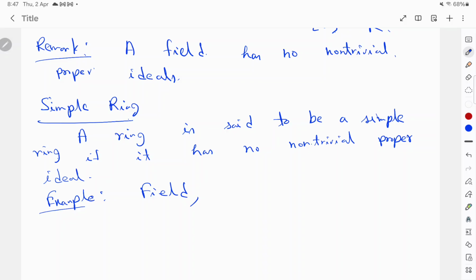Okay, but remember, in a field commutativity is required, but it may happen that your simple ring is not commutative, so it does not imply that every simple ring is a field. Okay, anyway, now we have the next one.